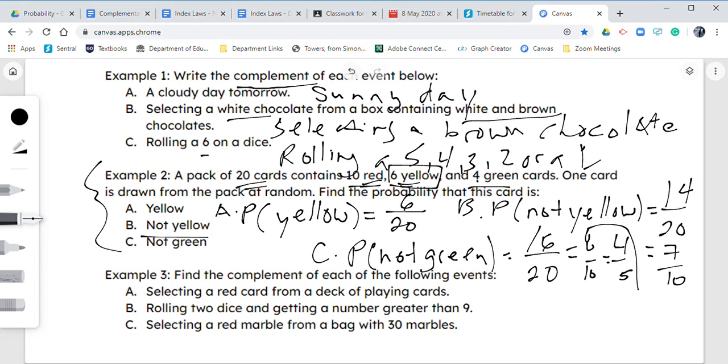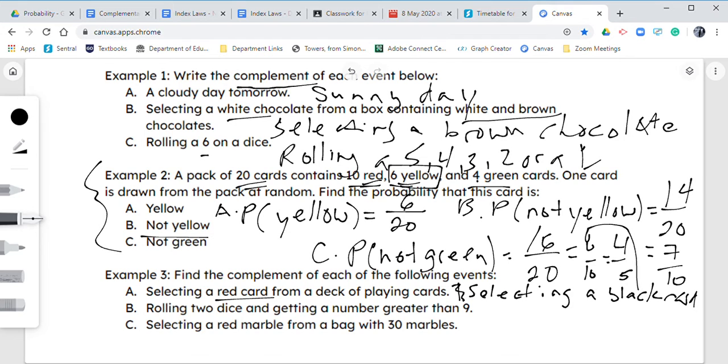So example 3, find the complement of each of the following events. A, selecting a red card from a deck of playing cards. Well, a deck of playing cards contains 2 types of cards, red cards or black cards, so selecting a black card would be the complement of selecting a red card.